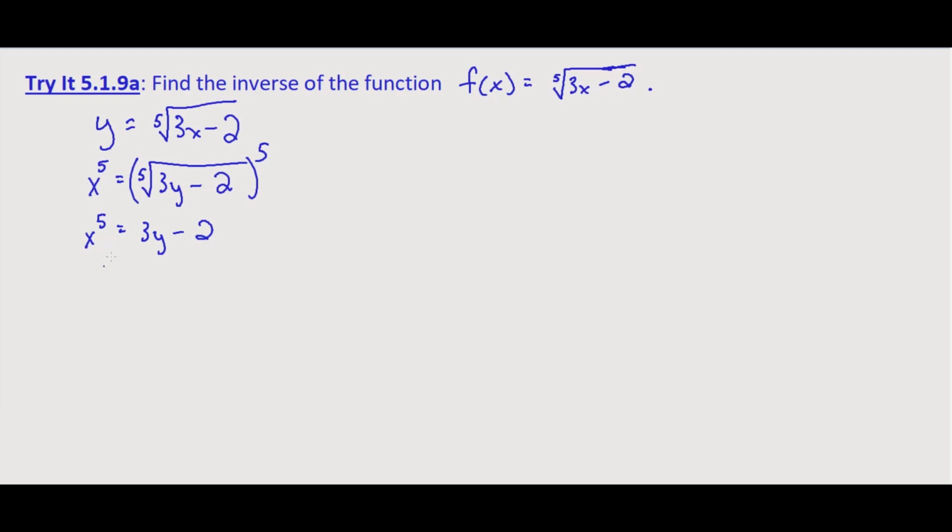Let's go ahead and switch sides. We're adding 2 to both sides, so that leaves 3y on one side and x to the fifth plus 2 on the other side. And then last but not least, we divide both sides by 3 to give us y equals x to the fifth plus 2, all divided by 3. And then we'll go ahead and switch the y, in this case, to the inverse of f of x. So f inverse of x equals x to the fifth plus 2 divided by 3.